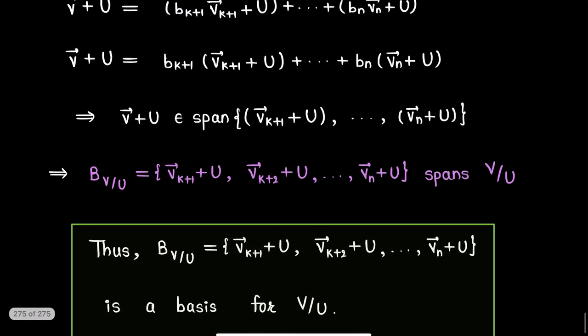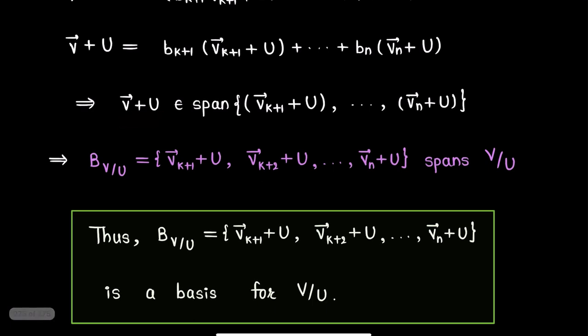Now here we can observe that this coset, which is a vector of the quotient space V modulo U, can be written as a linear combination of these cosets using these scalars bk+1 up to bn. So this coset, that is this vector of the quotient space V modulo U, belongs to the span of these cosets vk+1 + U up to vn + U. Now as this is an arbitrary vector in the quotient space V modulo U, we can conclude that this set BV modulo U containing these cosets spans the vector space V modulo U.